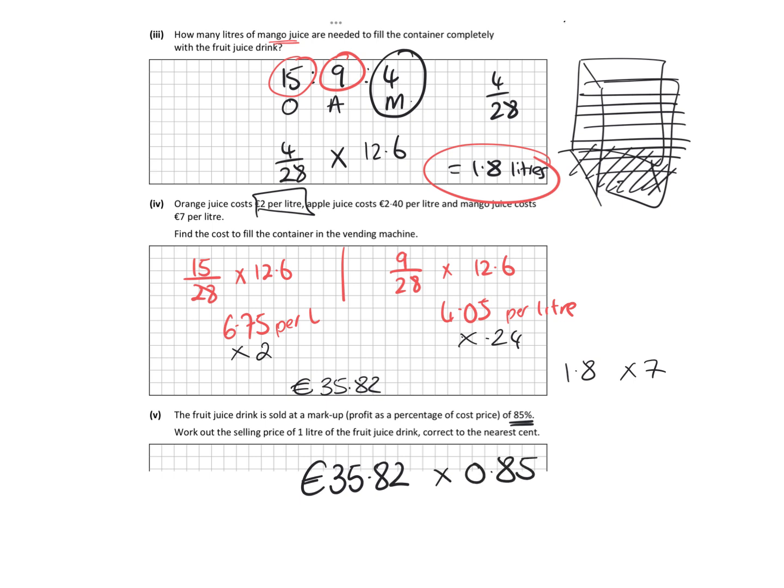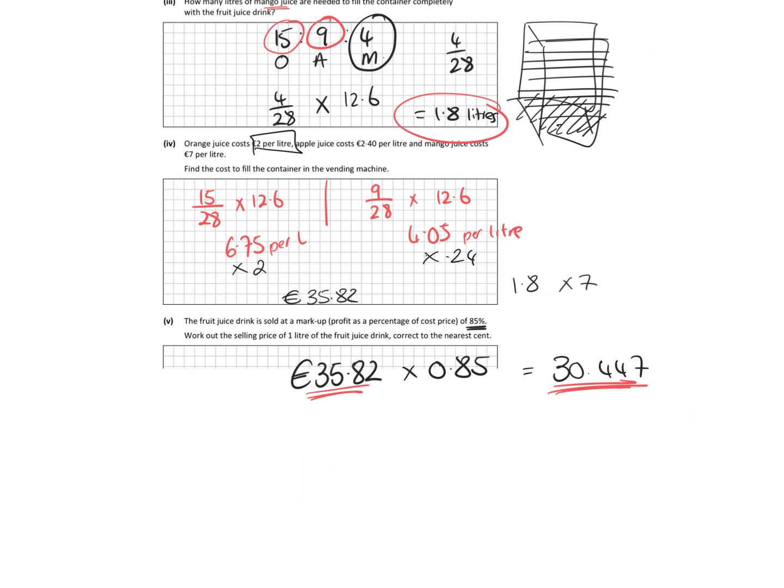I always like to turn things to a decimal. So 85% of that is going to give you €30.447. So it costs this much to make it. They're adding on 85%, which means they are selling it for €66.26 and 267. So looking at €66 and 27 cent.